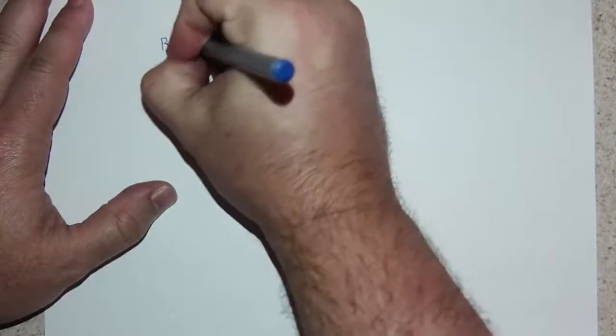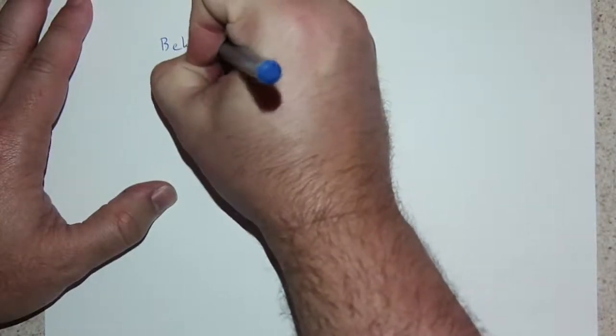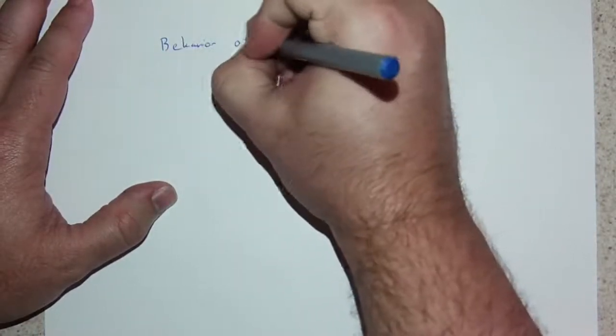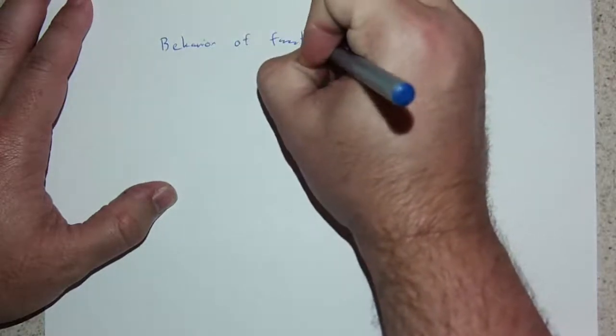Okay. So now we want to talk about behavior near singular points. And this will nail down the last remaining intuition about what happens here. And then finally, we can move on to some more applications of the residue theorem. So, behavior of functions near singular points.